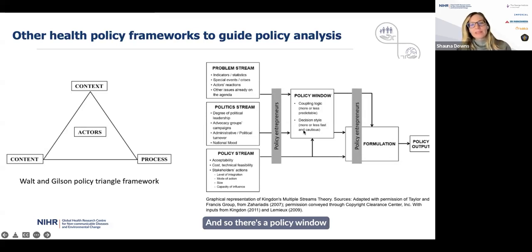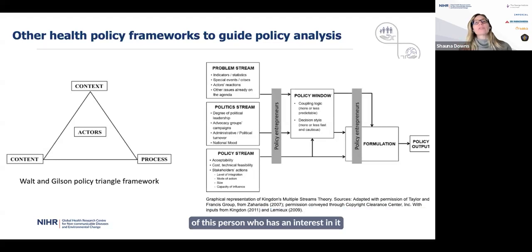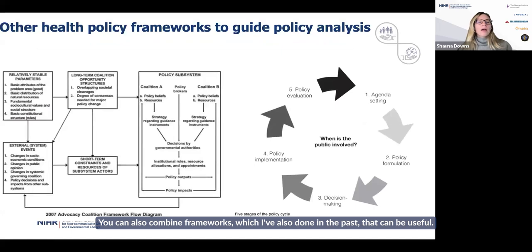And so there's a policy window related to, say, taxation or marketing regulation to children related to ultra processed foods, because there's this current policy window of this person who has an interest in it and is in a position of power. So it's important to think about those things, and that's why this framework can be useful as well. You can also combine frameworks, which I've also done in the past, and that can be useful.